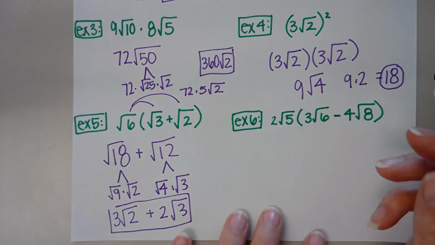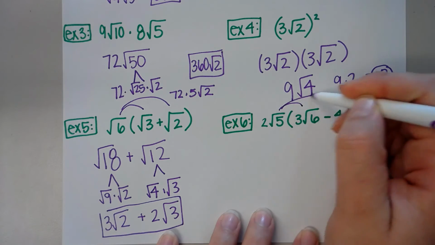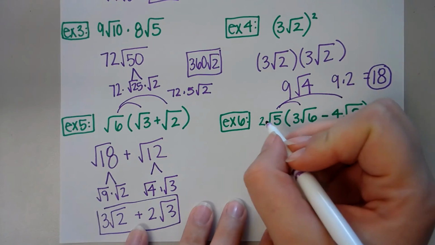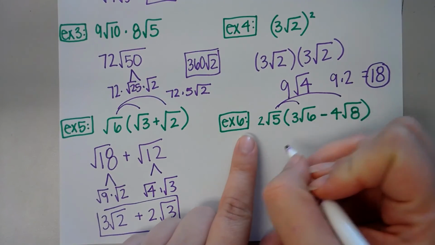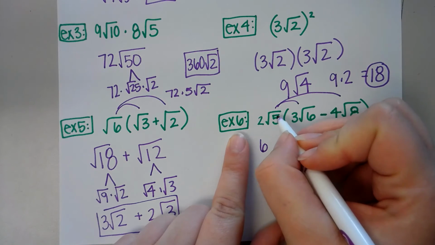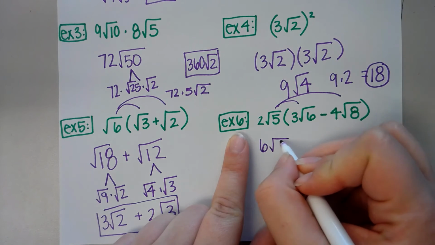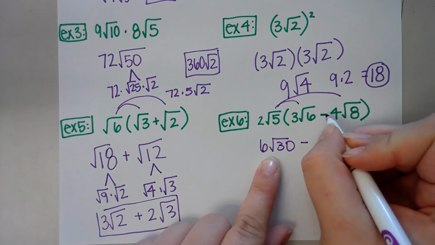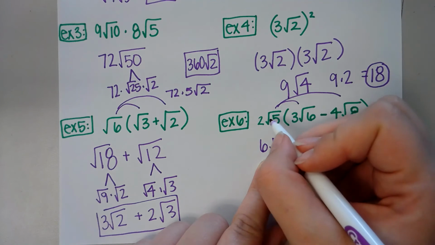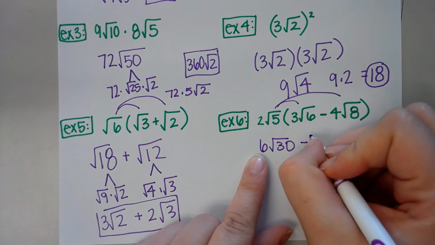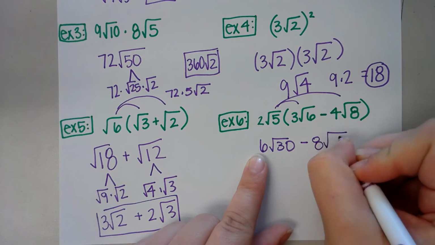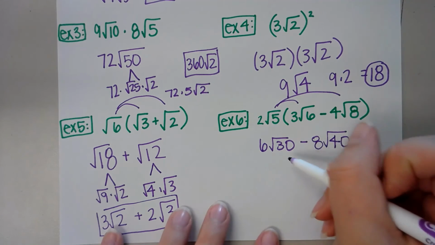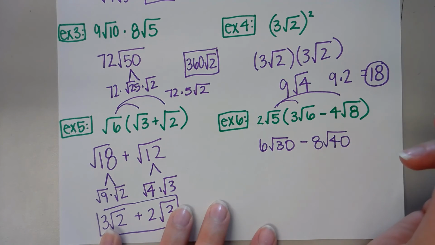Now, this last one, I'm going to distribute, and it's going to take 2 times 3, so that gives us 6. 5 times 6 is 30, so it's 6 square root 30. Now I'm going to put that minus sign because it's a positive times a negative, so 2 times negative 4 is negative 8. Square root 5 times 8 is 40. Looking at 30, I can't simplify that any further.